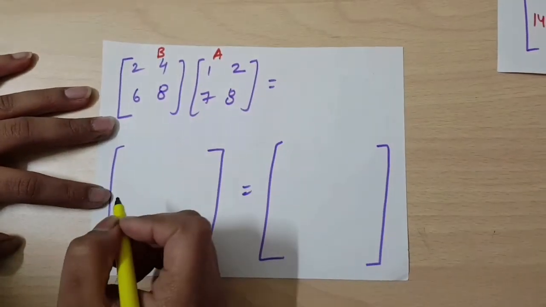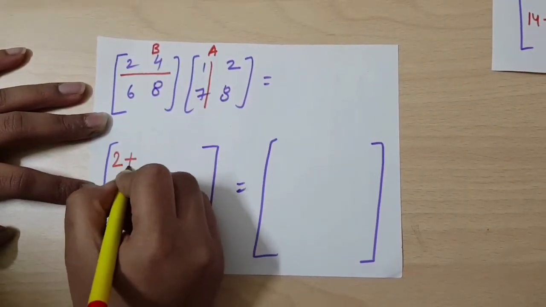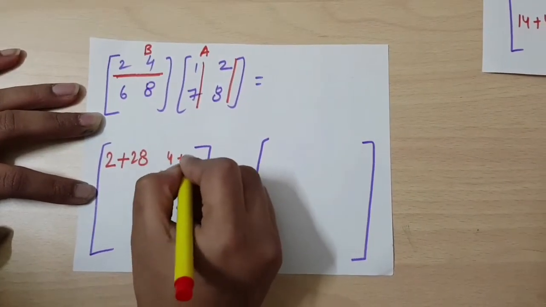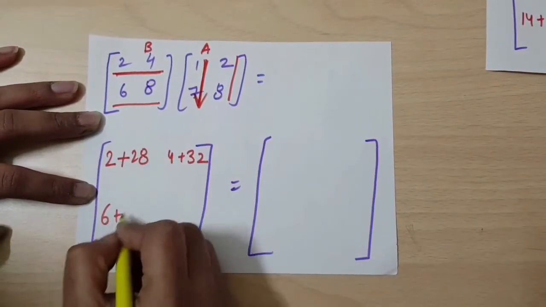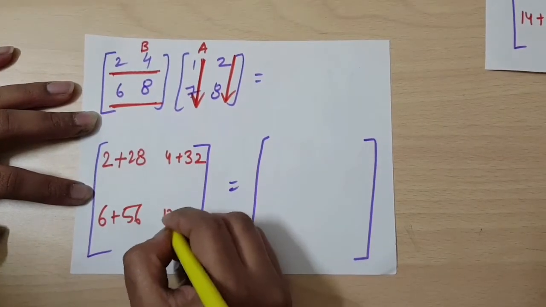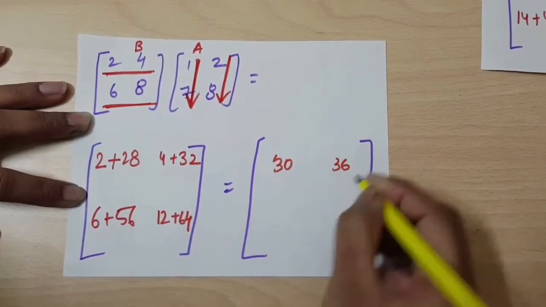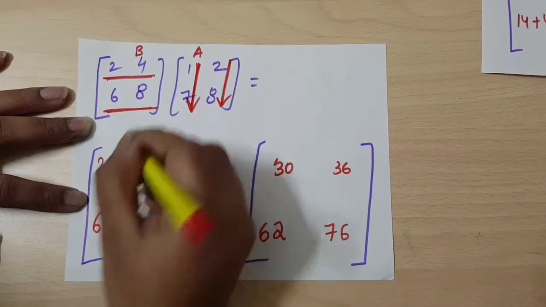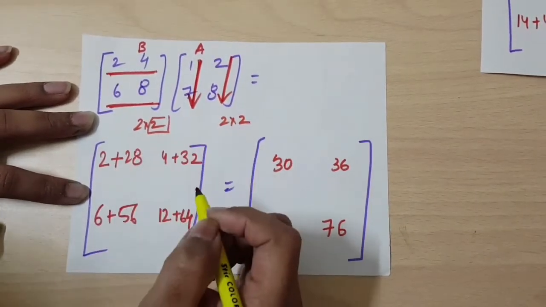Now, following the same rule, row 1 multiplied with column 1 will give us 2 plus 28. Row 1 multiplied by column 2 will give us 4 plus 32. Row 2 by column 1 will give us 6 plus 56. Row 2 by column 2 will give us 12 plus 64. That comes out to be 30, 36, 62 and 76.